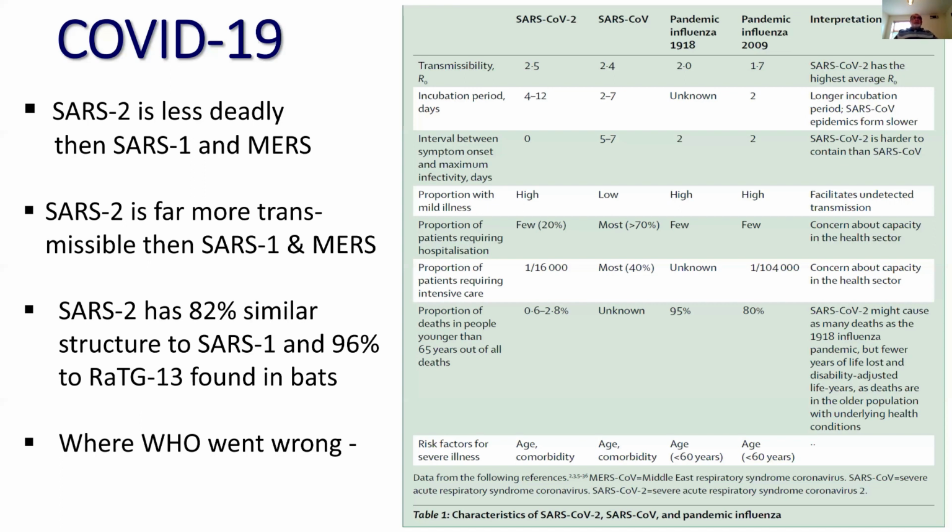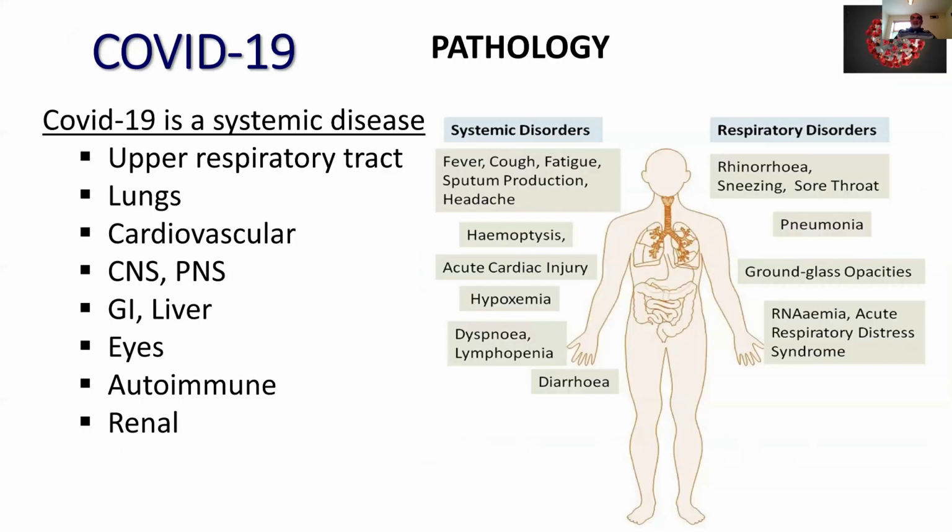In terms of symptoms, it is a systemic disease, but mostly it affects the lungs. So it starts with upper respiratory tract infection, with sore throat, rhinorrhea, sneezing, headaches, body aches, and cough, particularly dry cough. And then it can affect the other organs less commonly. I'll come to that in a second. Sometimes it causes diarrhea in a few people.